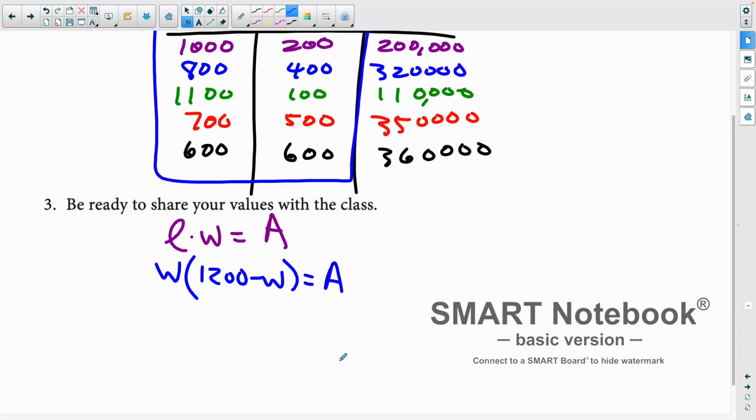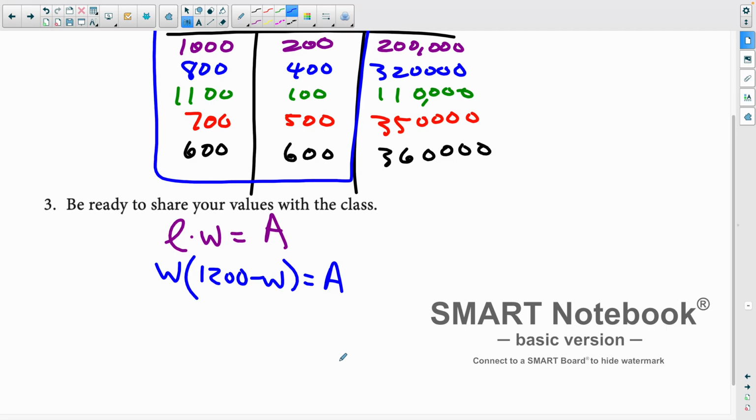Okay. I'm getting the length by saying 1,200 minus whatever you tell me the width is. That's what I'm doing every time. So if you give me 1,000, I'm going to go 1,200 minus 1,000. That's 200. Or if you give me 800, I'm going to go 1,200 minus 800 is 400. And so I can write it like this also.